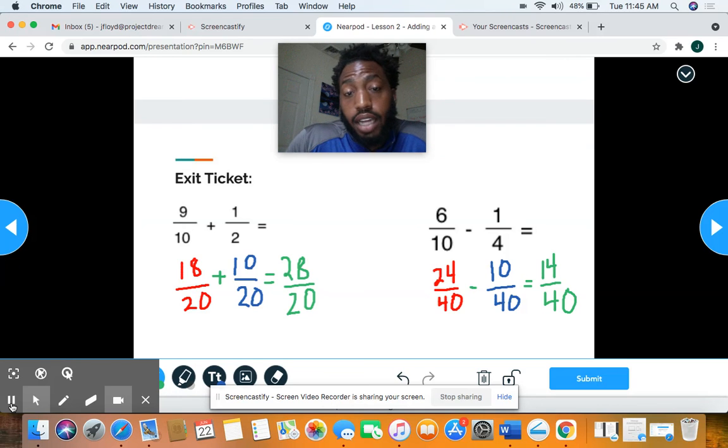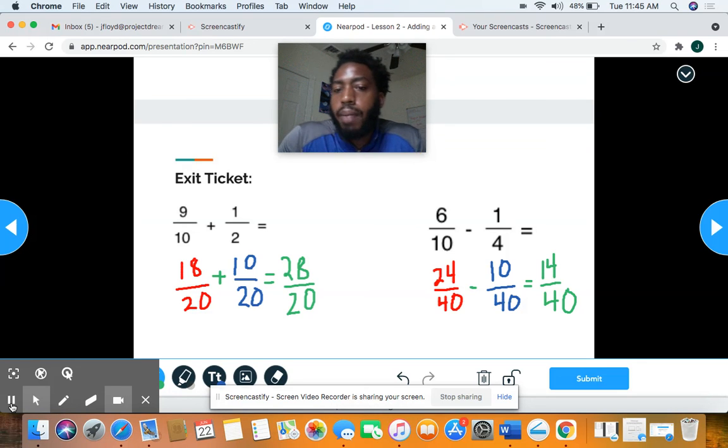We did 9 times 2, that's 18, and 10 times 2, that's 20. We did 1 times 10, that's 10, and 2 times 10, that's 20. We then kept our common denominator, which is 20, and we added our numerators. 18 plus 10, that's 28.